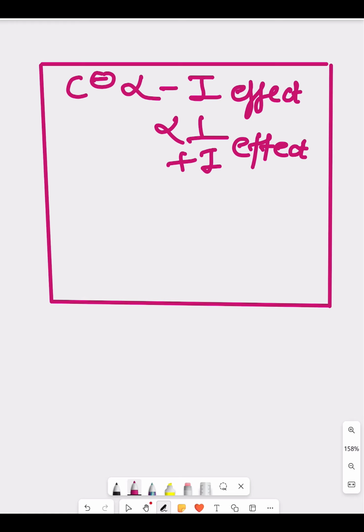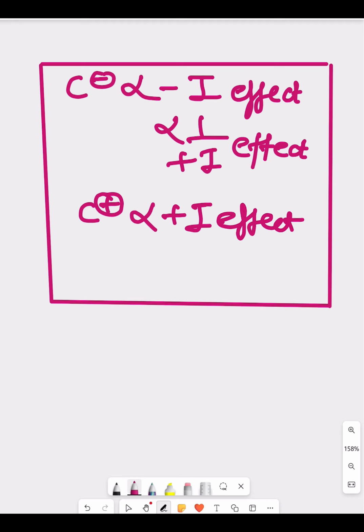Okay, for carbocation, your plus I effect, more plus I groups around carbocation means your carbocation will be more stable, means the stability of carbocation is directly proportional to your plus I power and inversely proportional to your minus I power. Okay, now we have understood the inductive effect completely.